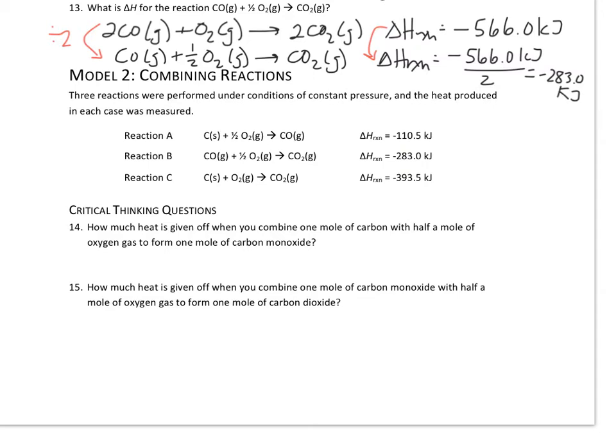So how much heat is given off when you combine 1 mole of carbon with a half a mole of oxygen gas to form 1 mole of carbon monoxide? So that looks like reaction A, and so I'm going to say the heat of the reaction is minus 110.5 kilojoules. Note that sometimes when people ask how much heat is involved, they really want the absolute value, but I like to keep the negative signs to make sure that we're clear that this was heat that was given off.